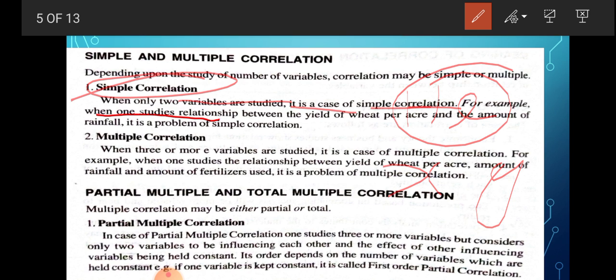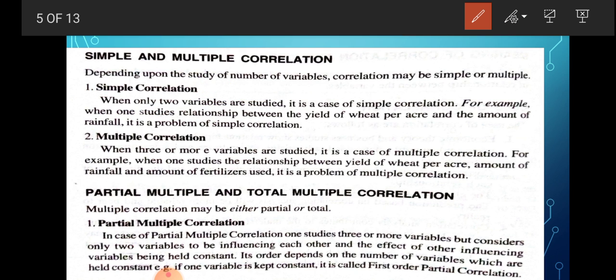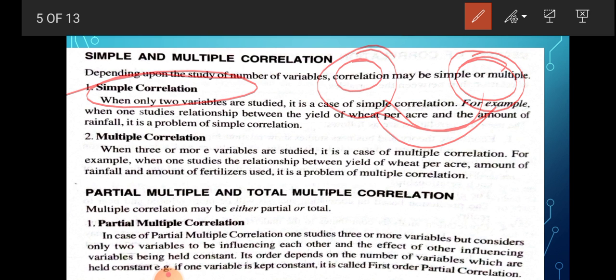For example, one studies the relationship between the yield of wheat per acre and the amount of rainfall. We are finding a correlation between rainfall and yield of wheat, meaning how much wheat will be produced if the amount of rainfall is this much. This type of correlation is known as simple correlation, when there are only two variables.